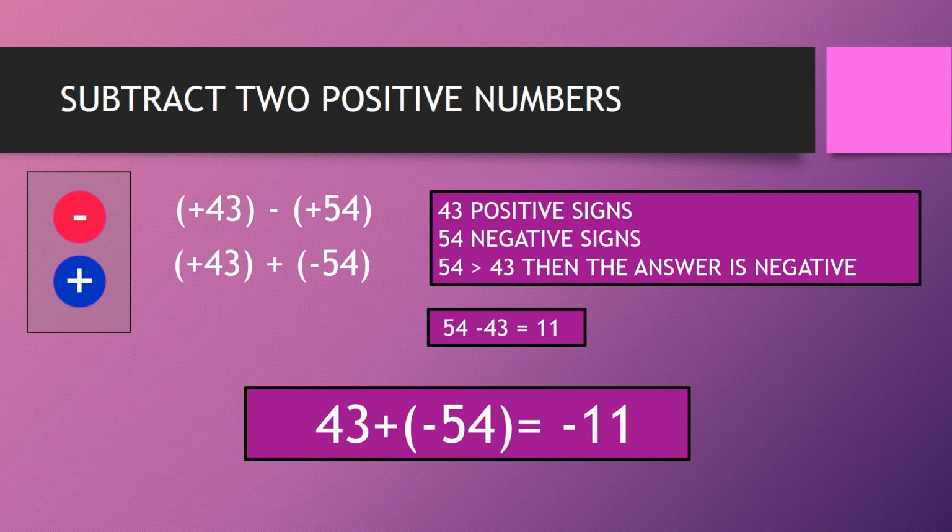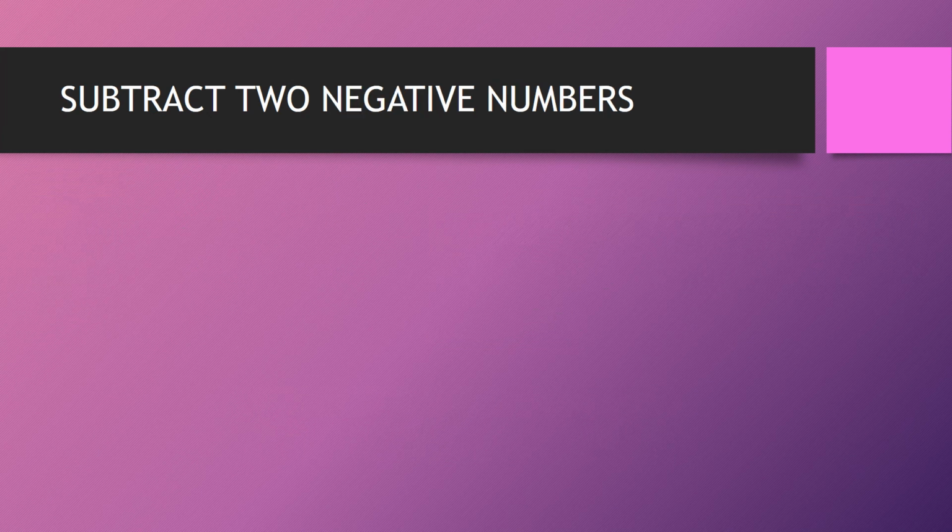Remember, when you need to subtract, in this case, one positive, one negative, you only need to find what is the more frequent sign. And the more frequent sign, that's the sign of the operation. And you subtract the numbers, that's the final answer.